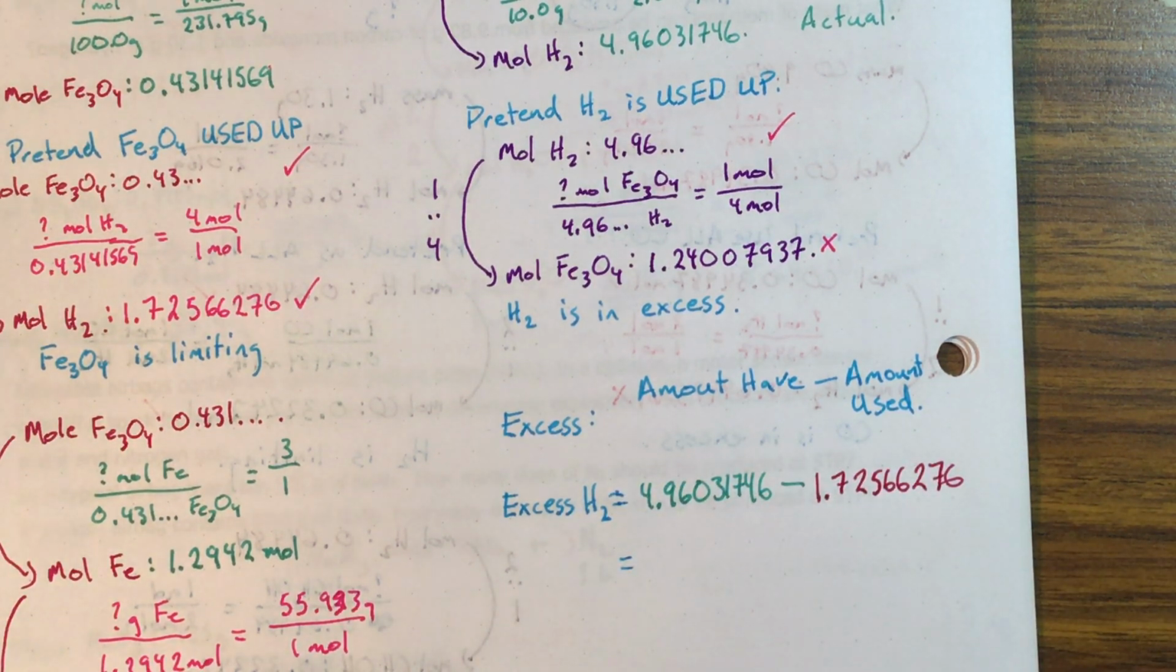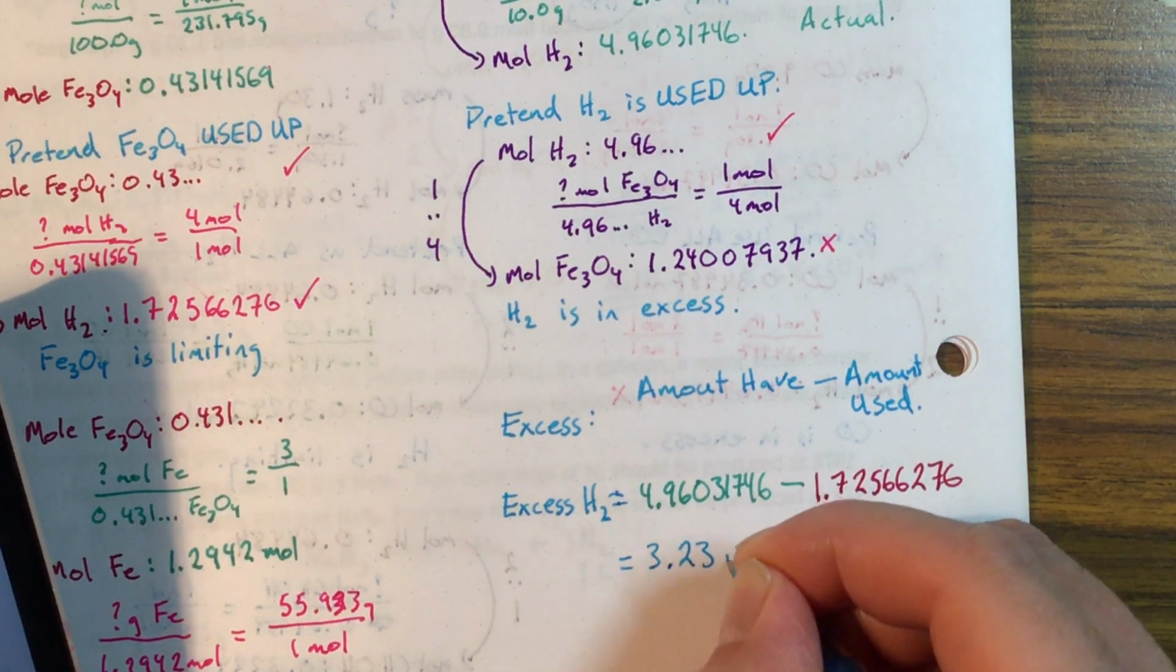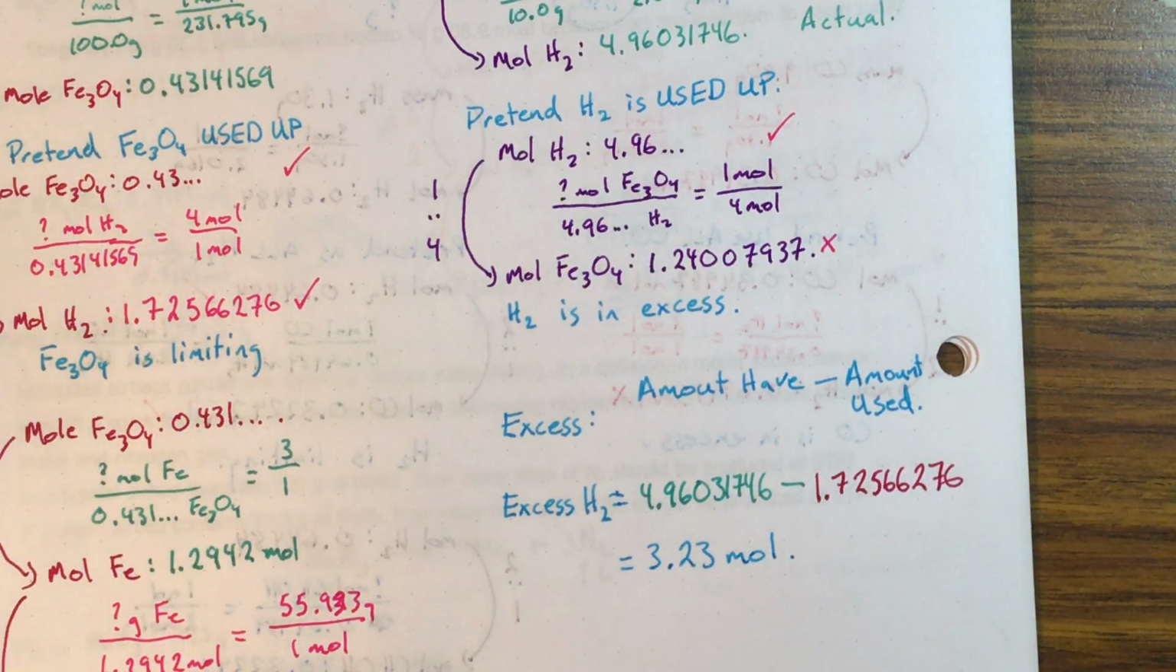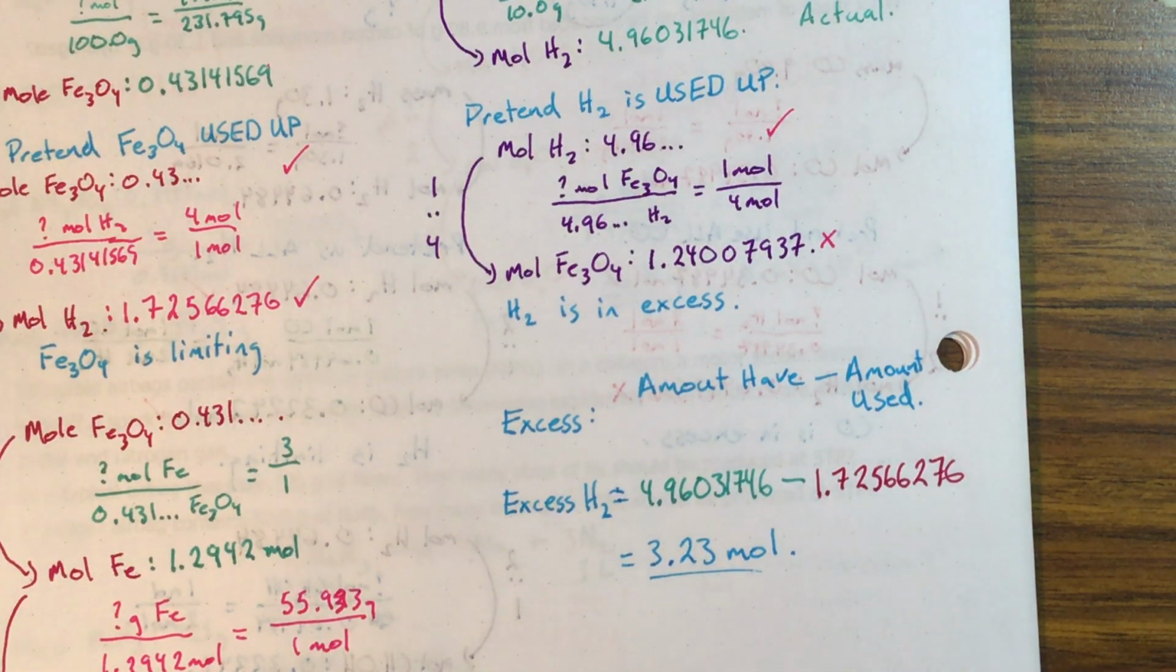And I've got those numbers in my calculator still. Fortunately, I've got that one. Subtract this 1.71, 3.23. I'm putting that to 3 significant figures because my moles originally had 3 significant figures. My mass of H2 had 3 significant figures. So this is how much leftover hydrogen gas we would have.